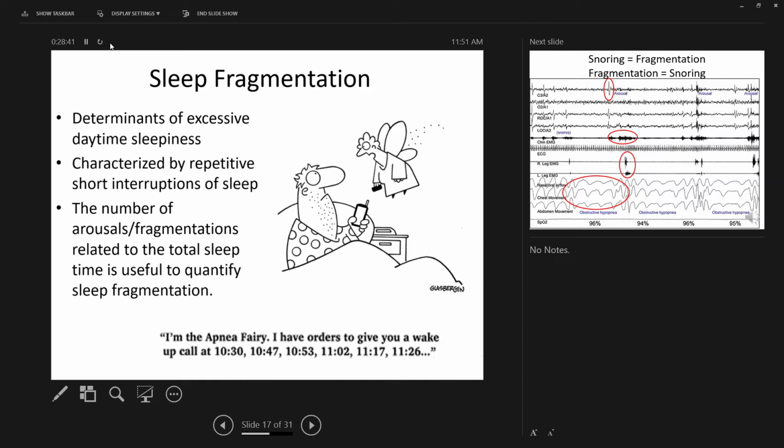And it's good for that transition to occur without disturbances. But when there are disturbances throughout the night, we call that sleep fragmentation. People that experience more sleep fragmentation are people that will experience more daytime sleepiness. Sleep fragmentation is characterized by repetitive short interruptions of sleep that a person may or may not recognize as happening. The number of arousals or fragmentations are related to the total sleep time, and this is useful to quantify for sleep fragmentation. And we'll talk about that a little bit more in the next slide.